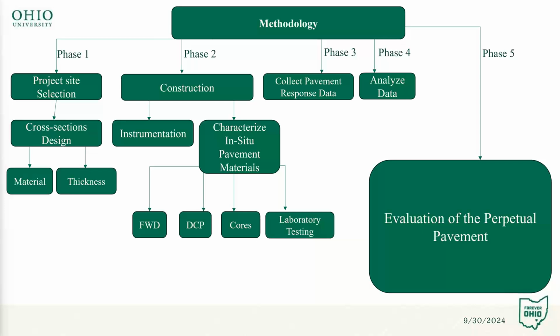So having all these tasks together in front of us, the methodology we pursued was in 5 phases. Phase 1 was the project site selection, cross-section design, material and thickness. Phase 2 was the construction, instrumentation, characterization of in-situ pavement material, both in the lab and in the field. So conducting falling weight deflectometer, DCP, collecting cores, conducting laboratory tests. In phase 3, we were collecting pavement response data from truck testing. Phase 4 was the analysis of all this data together. And then phase 5 was the evaluation of the perpetual pavement sections that we did.